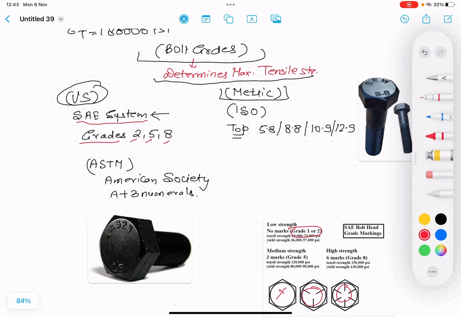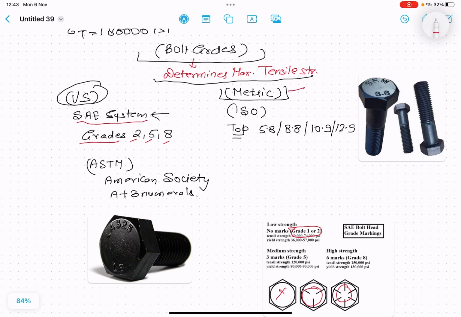The second system is the metric system, or international standards system. In this system the bolt is classified into classes like class 5.8, class 8.8, class 10.9, and class 12.9 bolt. These 5.8, 8.8, 10.9, 12.9 are written on the top of the bolt, so you can easily identify using this.